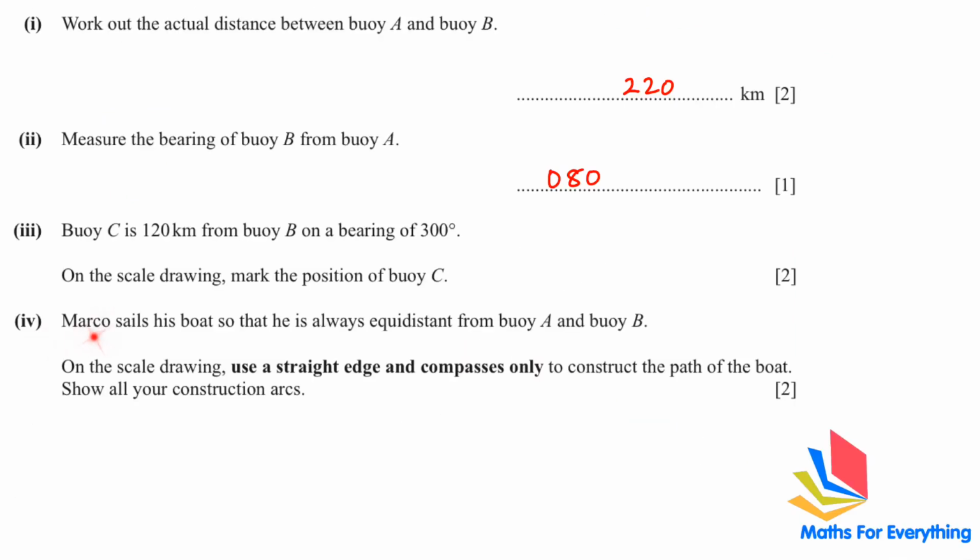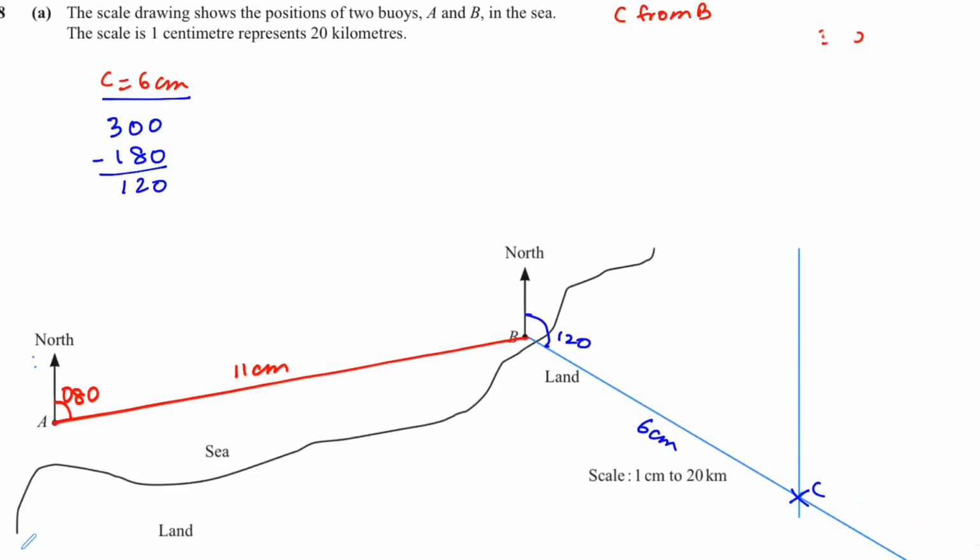Next part of the question, Marco sails his boat so that he is always equidistant from boy A and boy B. On the scale drawing, use a straight edge and compass only to construct the path of the boat. Show all your construction arcs. So equidistant from A and B. These are 2 points. When we want equidistant from 2 points, we need to find the perpendicular bisector of a line.